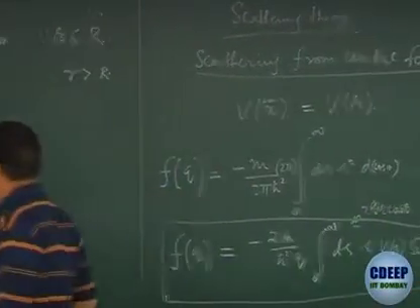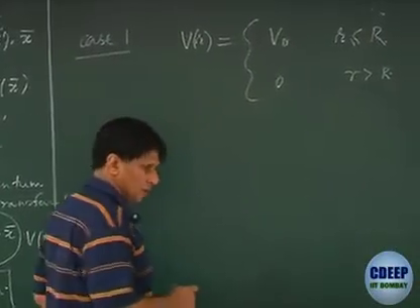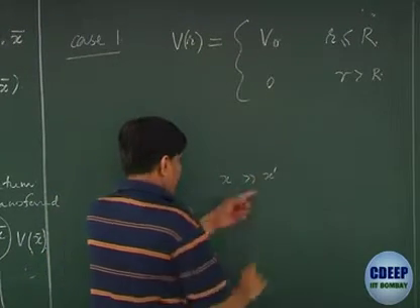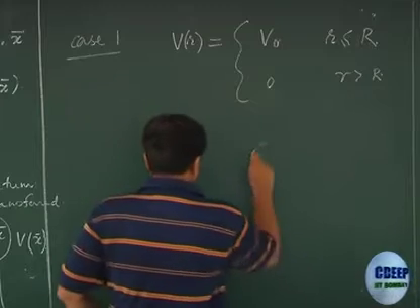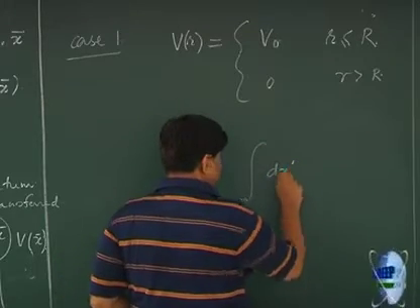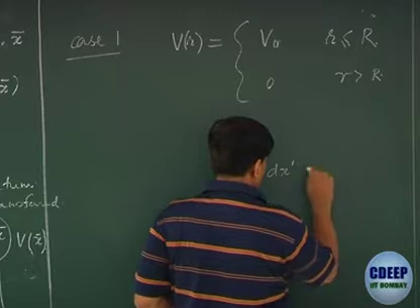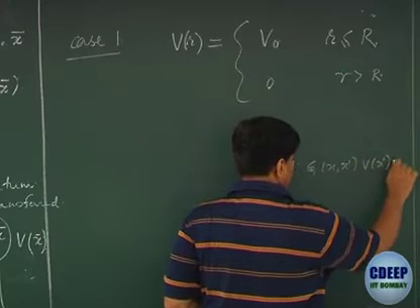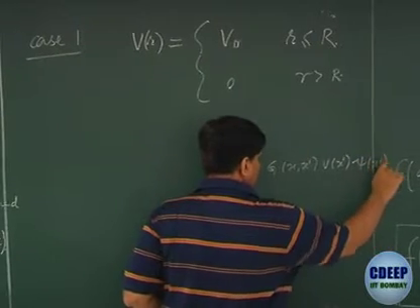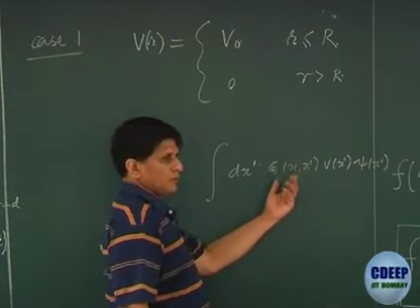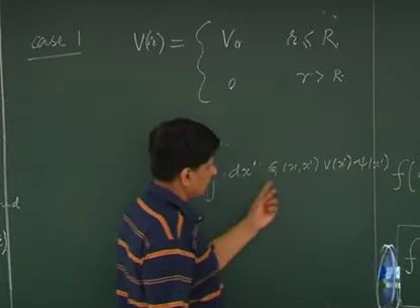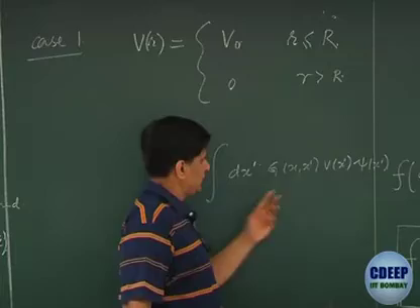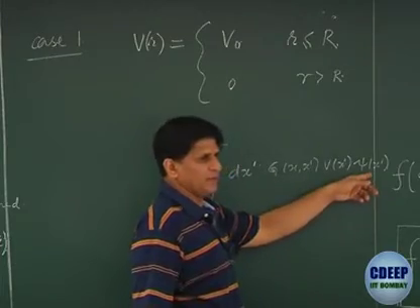The assumption one and assumption two combined actually: if you don't have a localized potential, then you cannot assume that x is far greater than x prime. If you remember, x prime is an integration, an integral over d x prime, with a Green's function G of x comma x prime, some V of x prime, psi of x prime, forget about the prefactors. If I have a very non-local potential, then even the plane waves will not be valid.